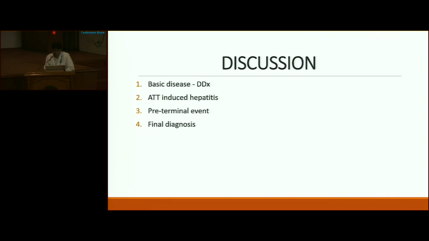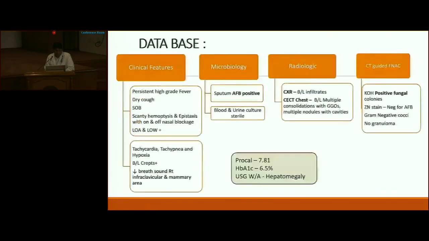Discussion of basic disease, ATT-induced hepatitis, pre-terminal events, and final diagnosis. Database: we have persistent high-grade fever, dry cough, shortness of breath, scanty hemoptysis with on and off nasal blockage, and loss of weight and loss of appetite. Microbiology: sputum was positive, and X-ray showed bilateral infiltrates. CT chest showed bilateral consolidation with GGOs and multiple nodules with cavities. FNAC-guided KOH showed a positive fungal colony, and gram-negative cocci. Procal was 7.8, HbA1c was 6.5, with hepatomegaly.